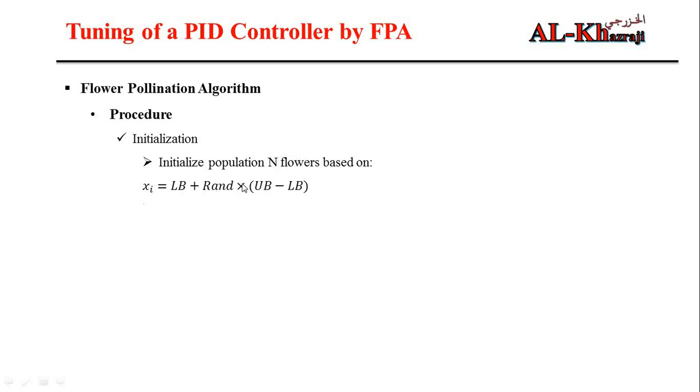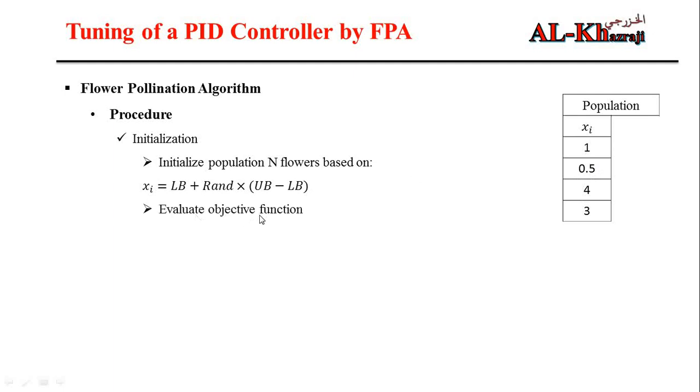So the basic equation for the initialization, so each pollen or each flower has the value based on this equation. So this is the lower bound plus random value multiplied by the difference between the upper and the lower. So imagine you have this population, and this is like the random value we just give to our population.